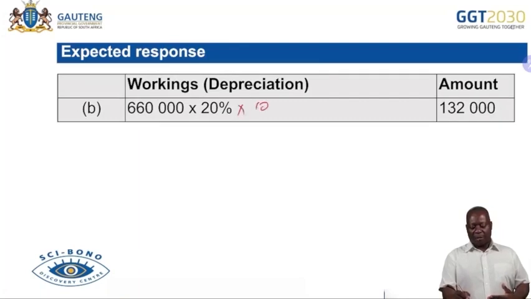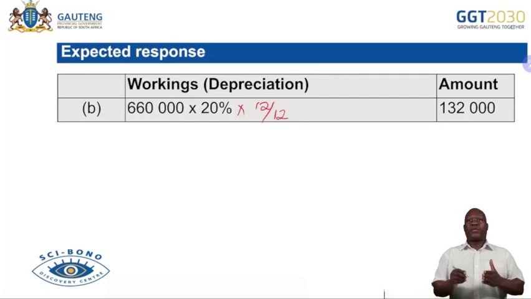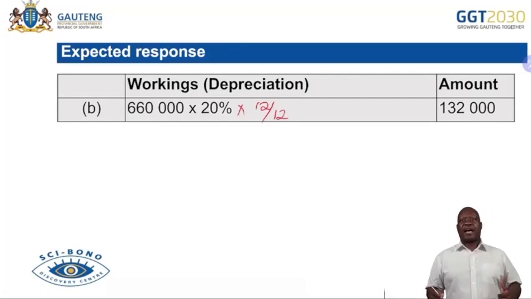Just for control, remember this is for the whole year, so we can have our amount, the rate, as well as the time. And then when you multiply this, you are going to get 132,032. Now, that is your B. That is your depreciation. But there is also another way of doing it.